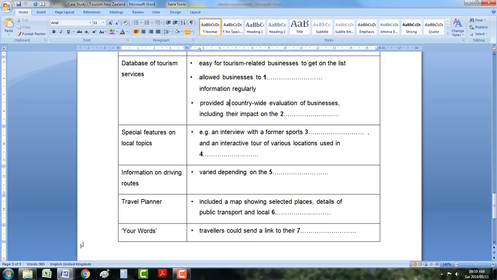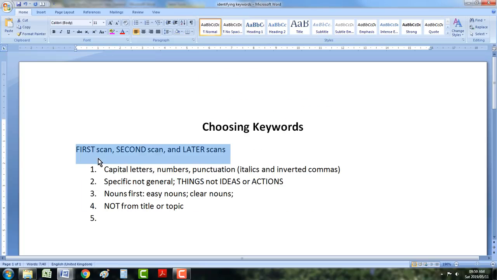And I want you to start practicing what I'm calling the first scan. You do a quick first scan so you can create a map of where everything is. Then there's a second scan, and then there's later scans. You flip back between the text and the questions. You don't just do it all in one long first scan. The first scan is really quick.